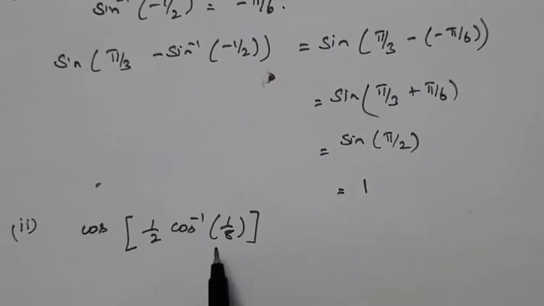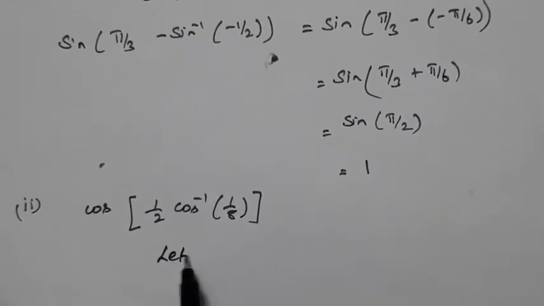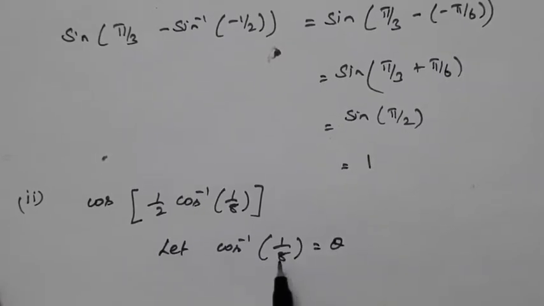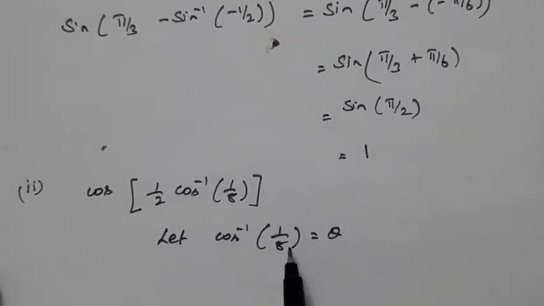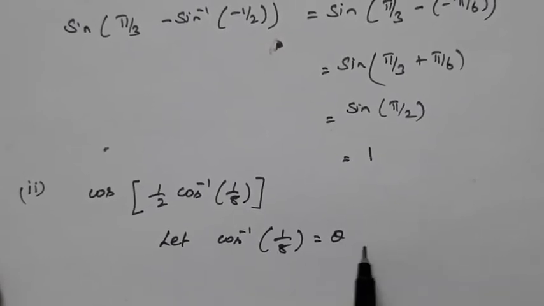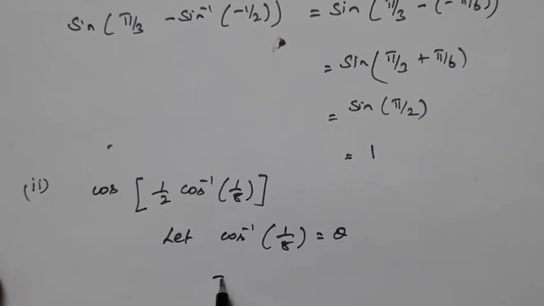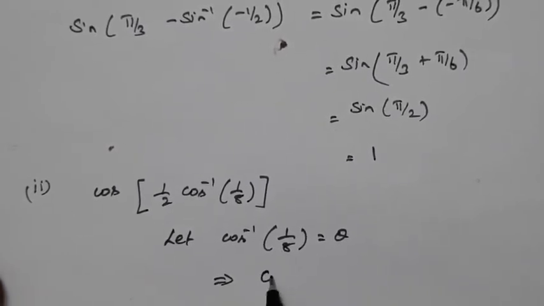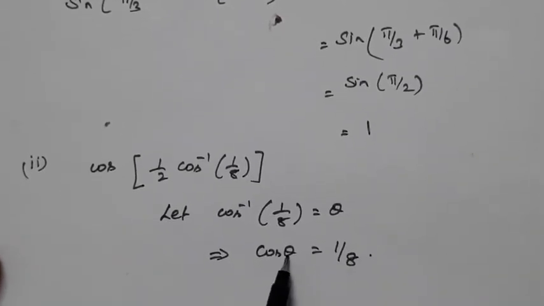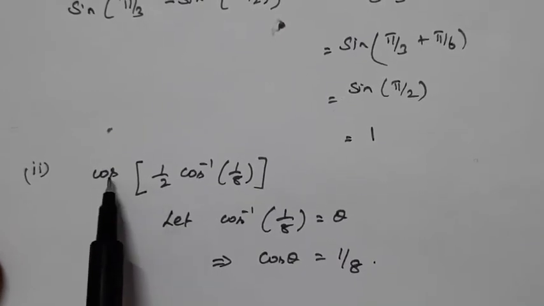So, what you are going to do in that case, you have to take this as some theta. Let us take this cos inverse of 1 by 8 to be some theta, because it does not represent the cosine value of any specific angle, like 30, 60, 90, 45 degrees, etc. So in that case you have to take this to be some theta, and then in turn cos theta will be equal to 1 by 8.